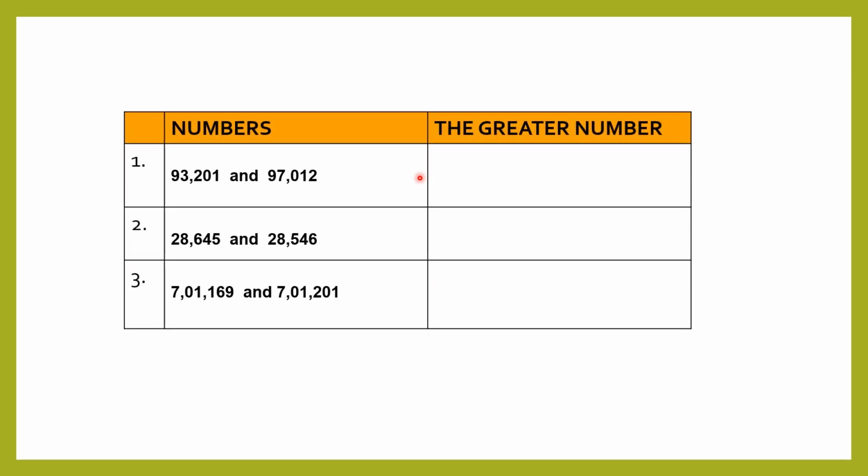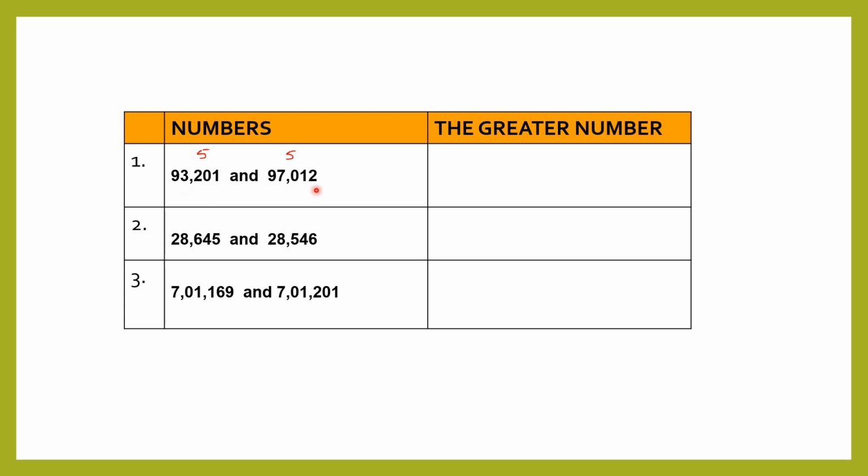Now let's look at this table and compare the numbers. So here we have two numbers. First thing is, let's count the number of digits. Here we have 1, 2, 3, 4, 5. There are 5 digits here. 1, 2, 3, 4, 5. Here also there are 5 digits. That means these are 5-digit numbers.